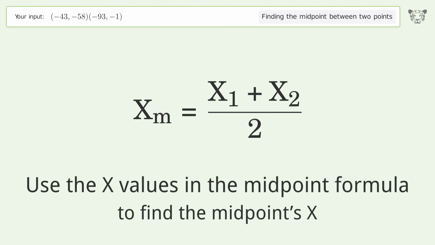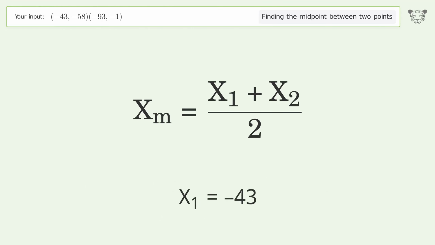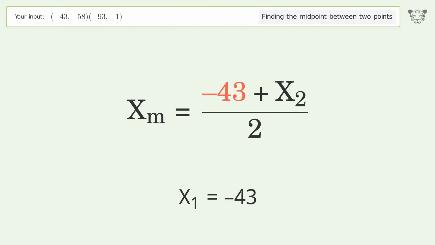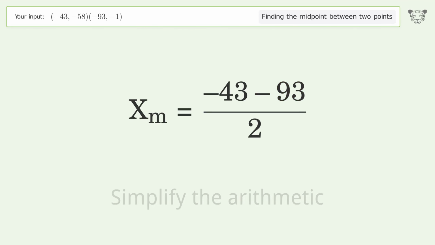Use the x values in the midpoint formula to find the midpoints x. x1 equals -43. x2 equals -93. Simplify the arithmetic.